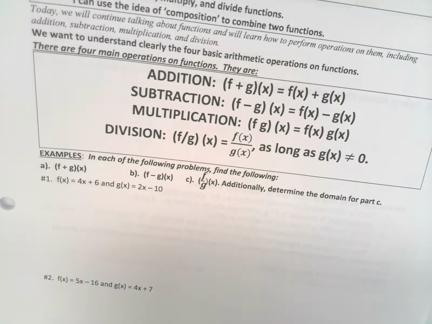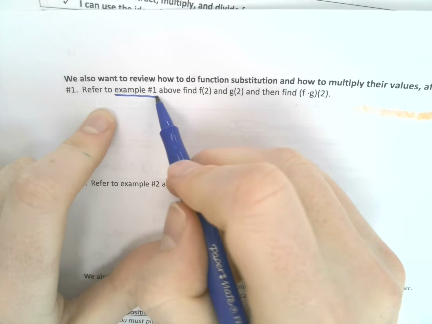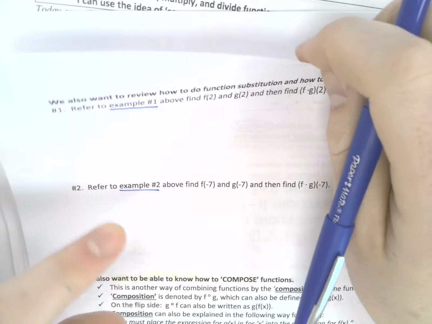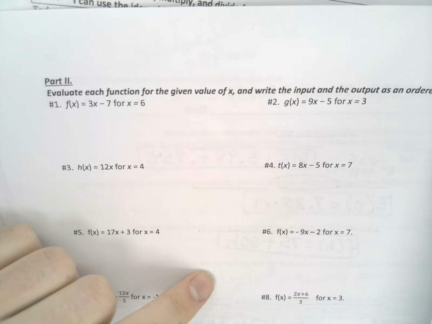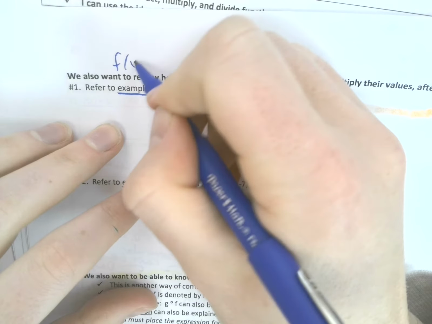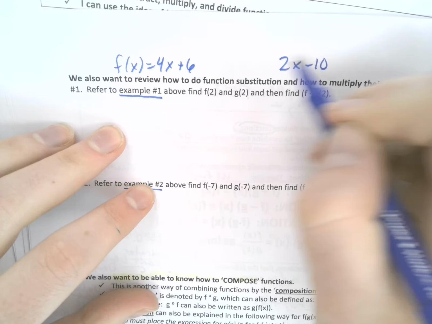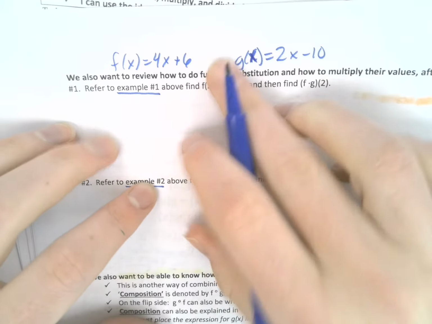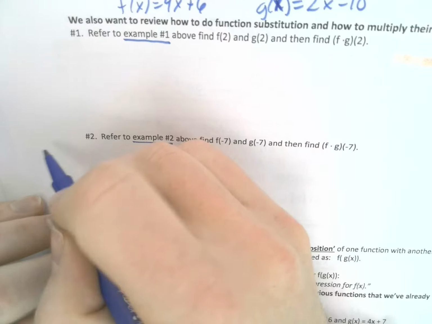All right, guys, last thing for today. Let's flip over to page number 16. So what it's going to do is it's going to want us to refer to example 1 and example 2. While you're reading the instructions, I'm going to go ahead and write down what those examples are from the previous page. 4x plus 6, 2x minus 10. All right, there's our first one. And then the second one is 5x minus 16, 4x plus 7.